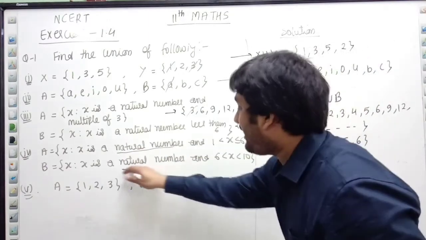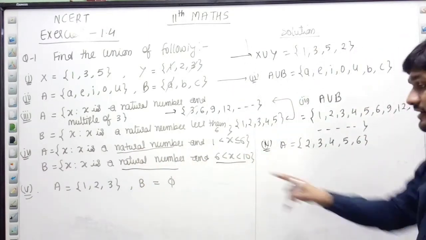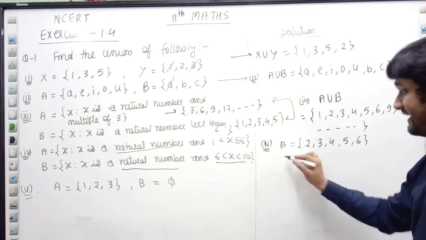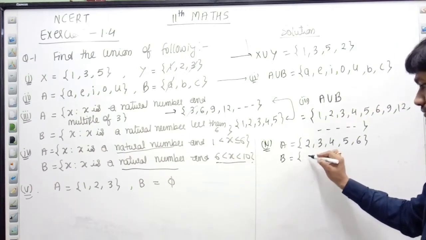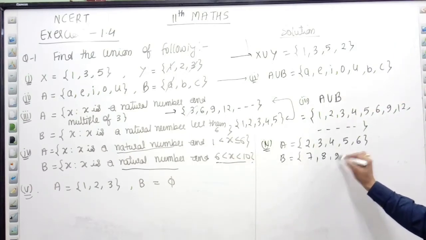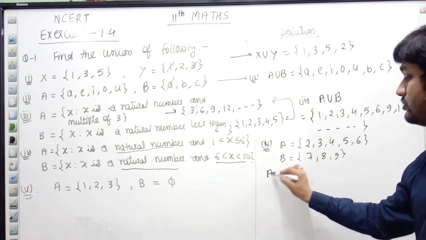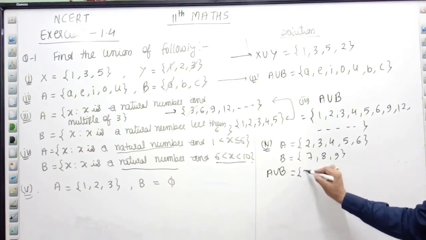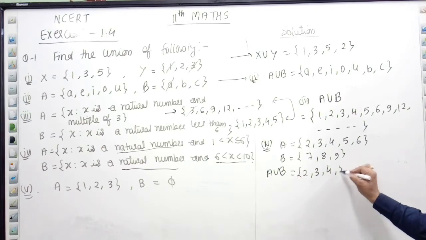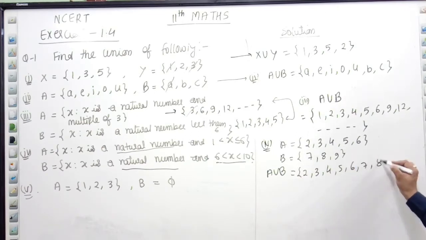Now second, X is a natural number between 6 and 10. Both are excluded, there is no equal to sign. So B is 7, 8, 9. So what is union? Union you can say, sir, 2, 3, 4, 5, 6, 7, 8 and 9. Nothing was common so we wrote everything.